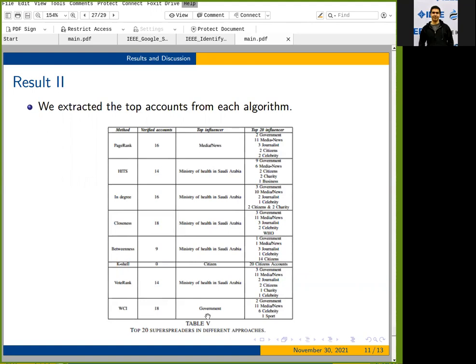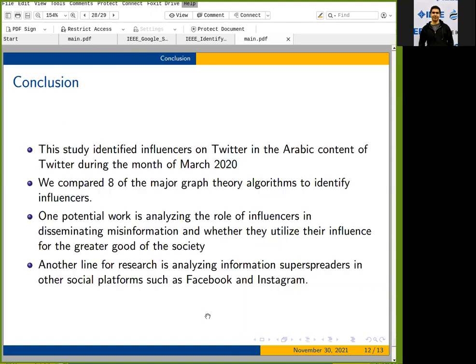Okay. So as a conclusion, this study identified influencers in Arabic content on Twitter during the month of March 2020. We compared 8 of the major graph theory algorithms to identify influencers. One potential work is analyzing the role of influencers in disseminating misinformation and whether they utilize their influence for the greater good of society. So this can be our future work. Another line of research to build upon this work is analyzing information superspreaders on other social platforms such as Facebook and Instagram.